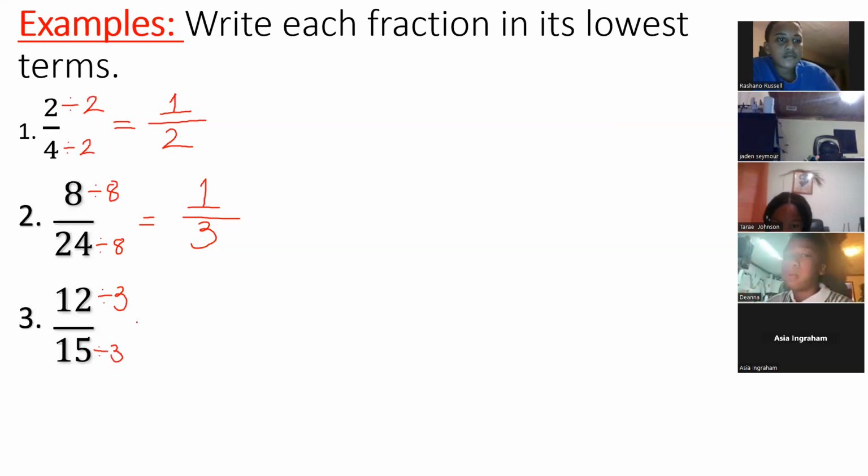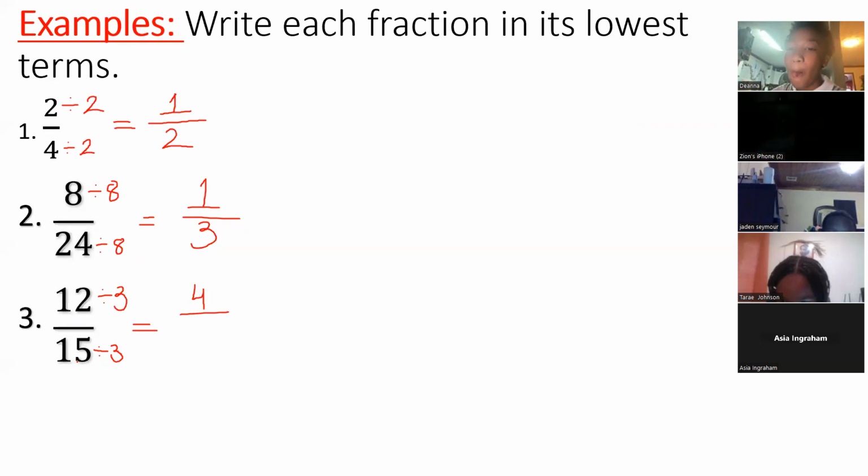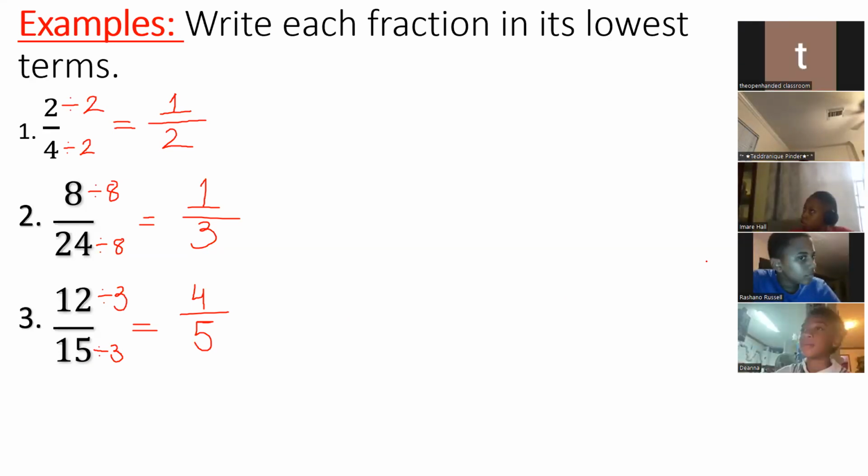So this is going to be equal to 12 divided by 3 is what? 4. Very good. 15 divided by 3 is what? 5. Good. So the answer is 4/5. So we express it in simplest form. All right. Any questions on this?